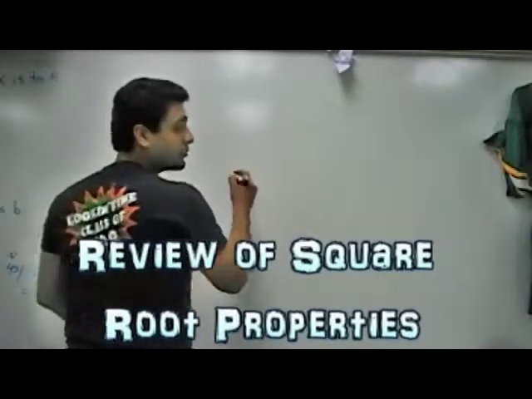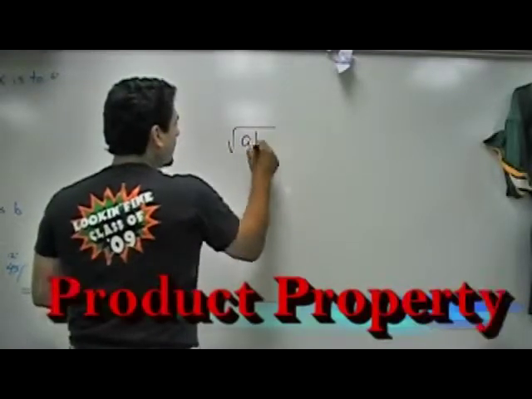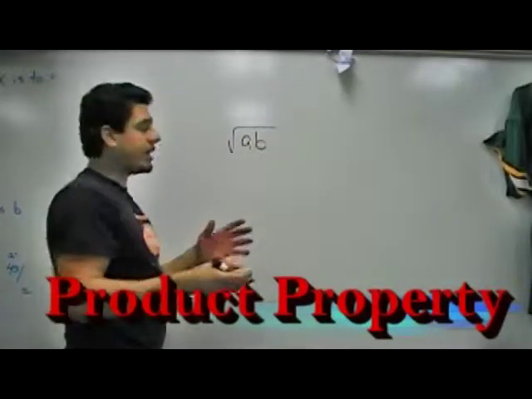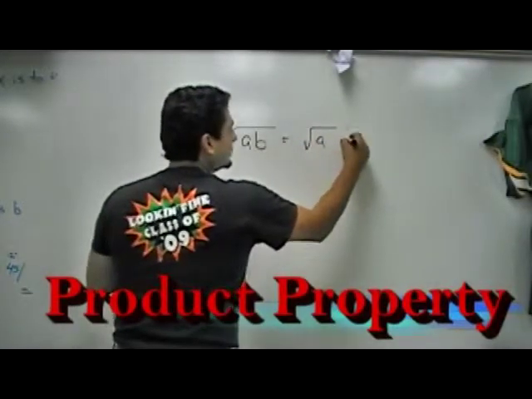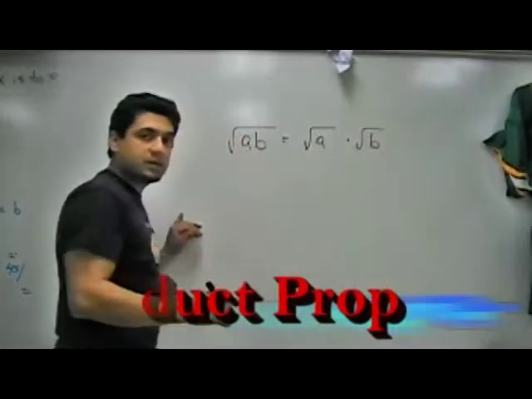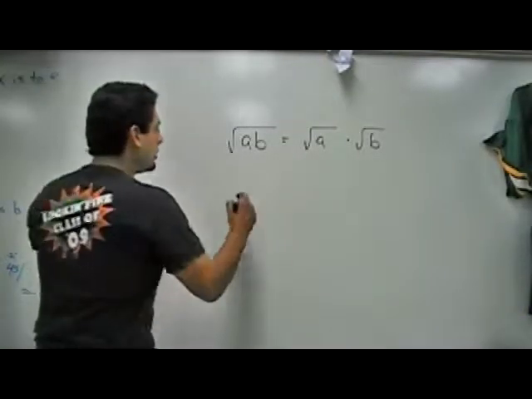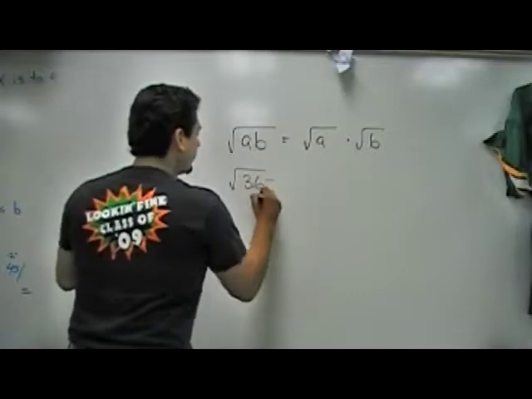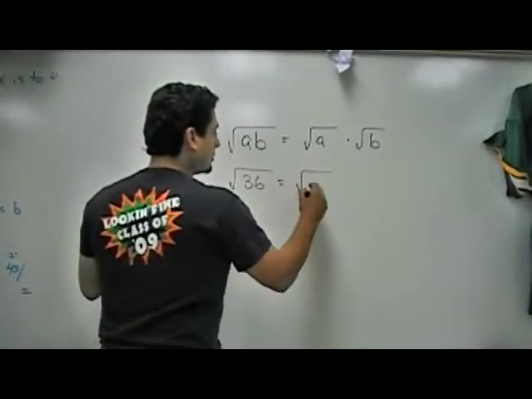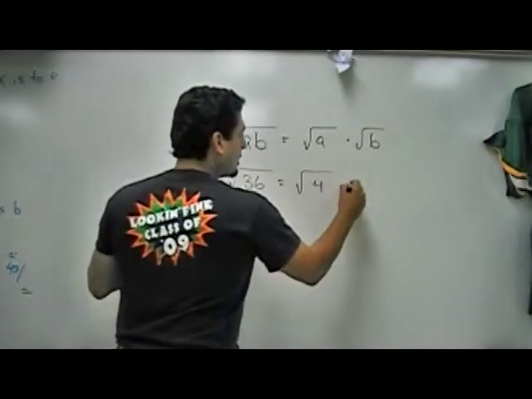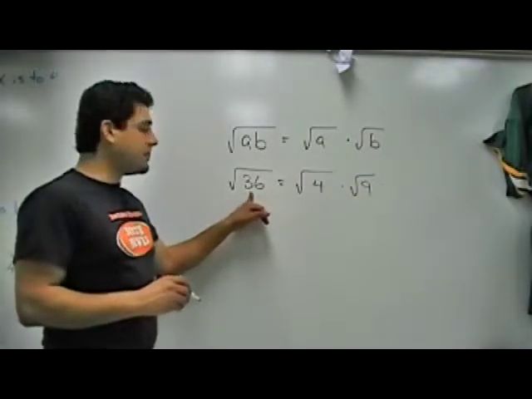So let's look at the product property. The product property says that if I take two numbers, A and B, I can take the square root of A times the square root of B and still come up with the same answer. To take our case in point, we're going to take the square root of 36. The square root of 36 can actually be broken down into two numbers, the square root of 4 times the square root of 9. Now you know for a fact the square root of 36 is going to be 6.